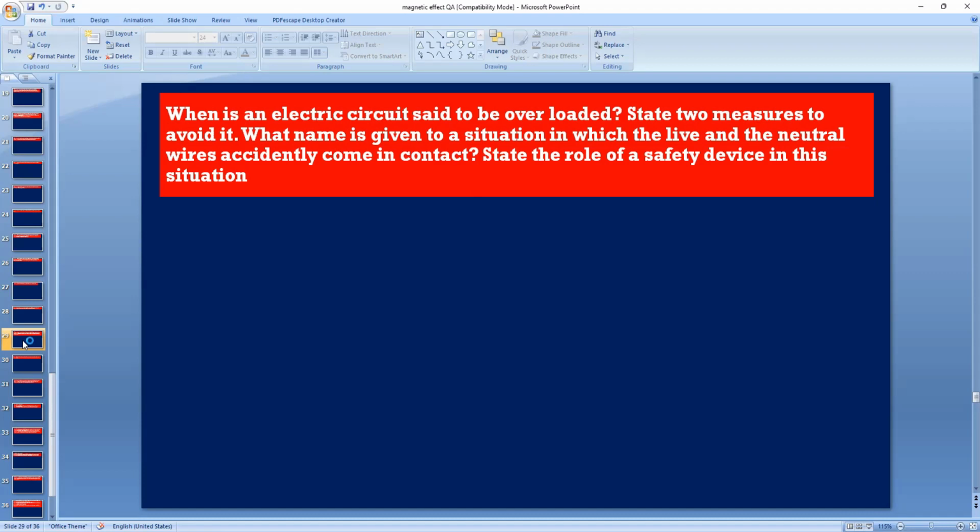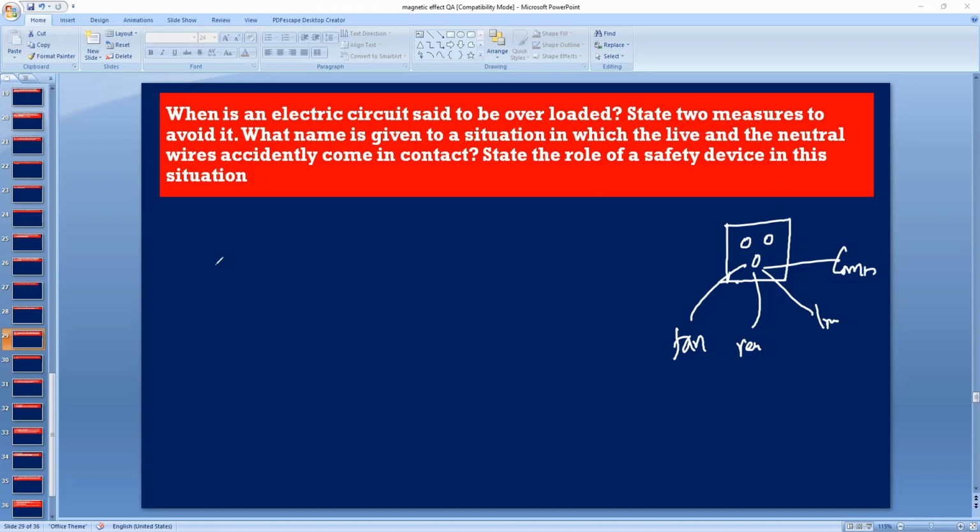This question is from 2022 CBSE. This chapter is deleted for students, but still, for knowledge purposes, I'm sharing this. Overloading: from one socket in our house, if you place n number of appliances, for example, a three-way plug with a fan, a refrigerator, an iron box and a computer, we can call it overloaded.